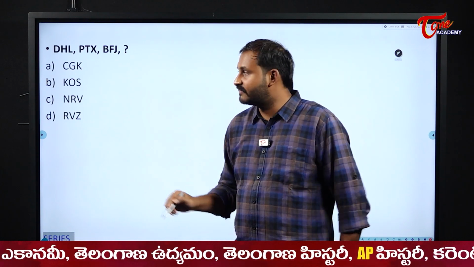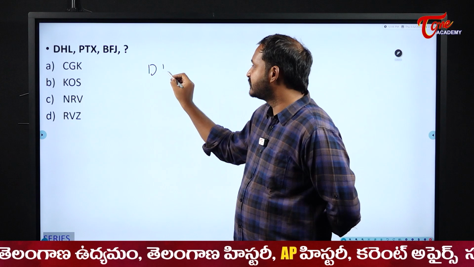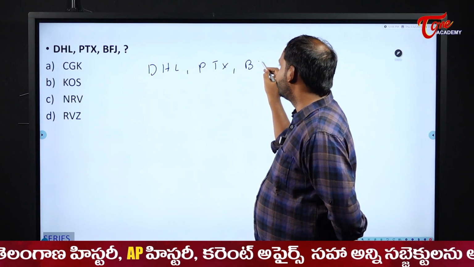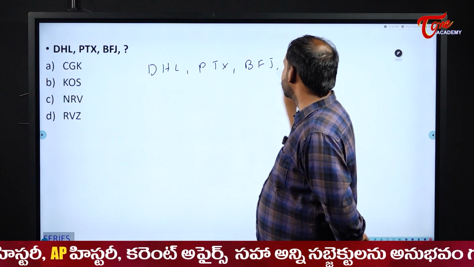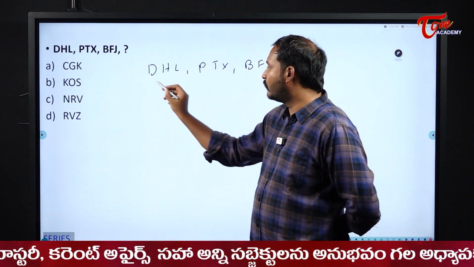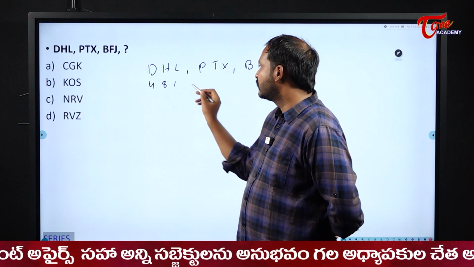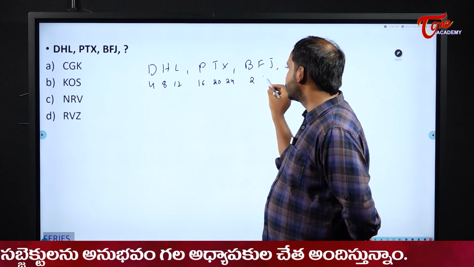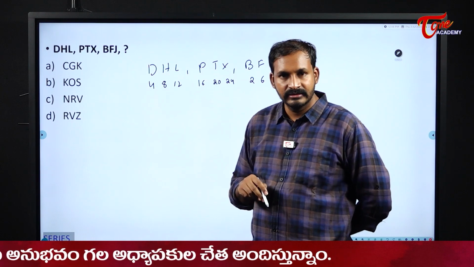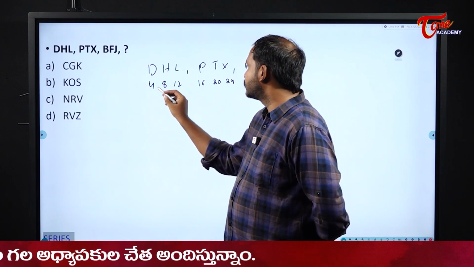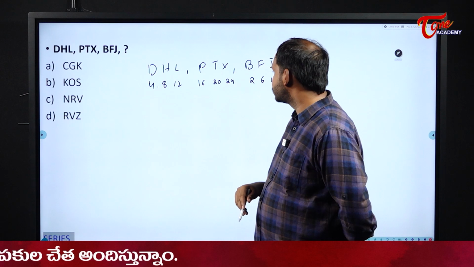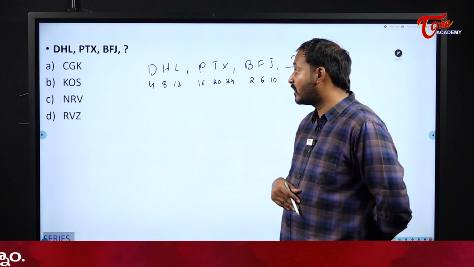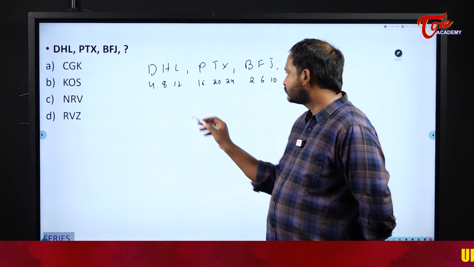DHL, PTX, BFJ. What comes next? DHL means 4, 8, 12. PTX is 16, 20, 24. Next BFJ is 2, 6, 10. Now please see here students, what is happening with the first alphabets? D, P, B. With that I was not able to identify the logic.